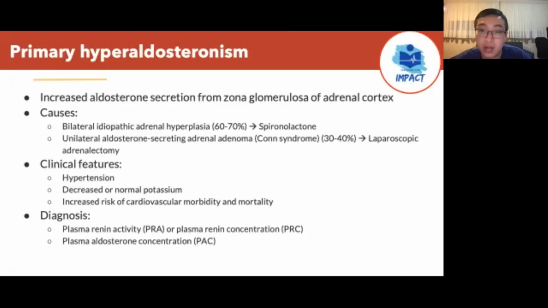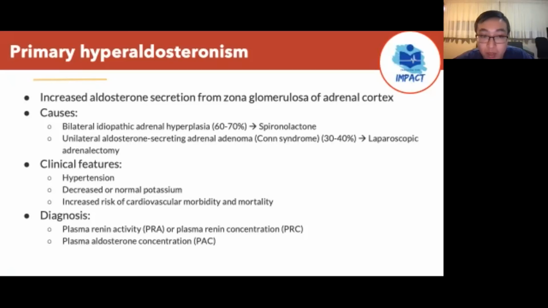So, 95% of hypertensive patients are hypertensive because they have essential hypertension. But in the 5% of cases that are secondary, we all know about things like pheochromocytoma and stuff like that we need to rule out. But primary hyperaldosteronism is something that we need to rule out as well.